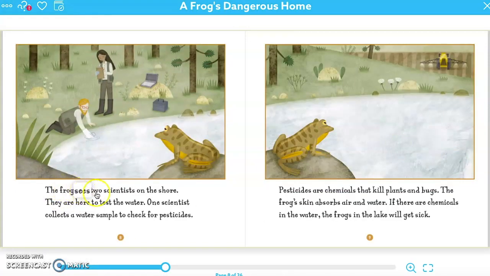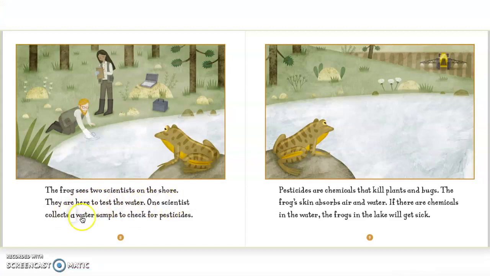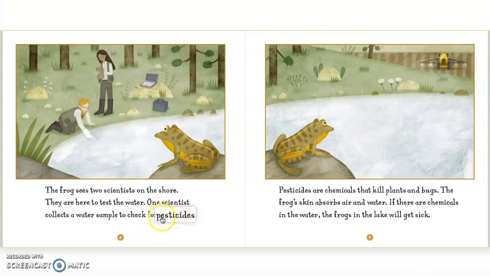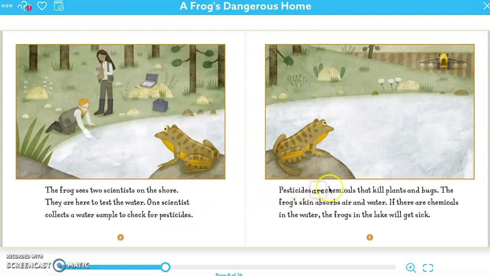The frog sees two scientists on the shore. They are here to test the water. One scientist collects a water sample to check for pesticides. Pesticides is one of our vocab words. Do you remember what pesticides means? Pesticides are chemicals that kill plants and bugs.